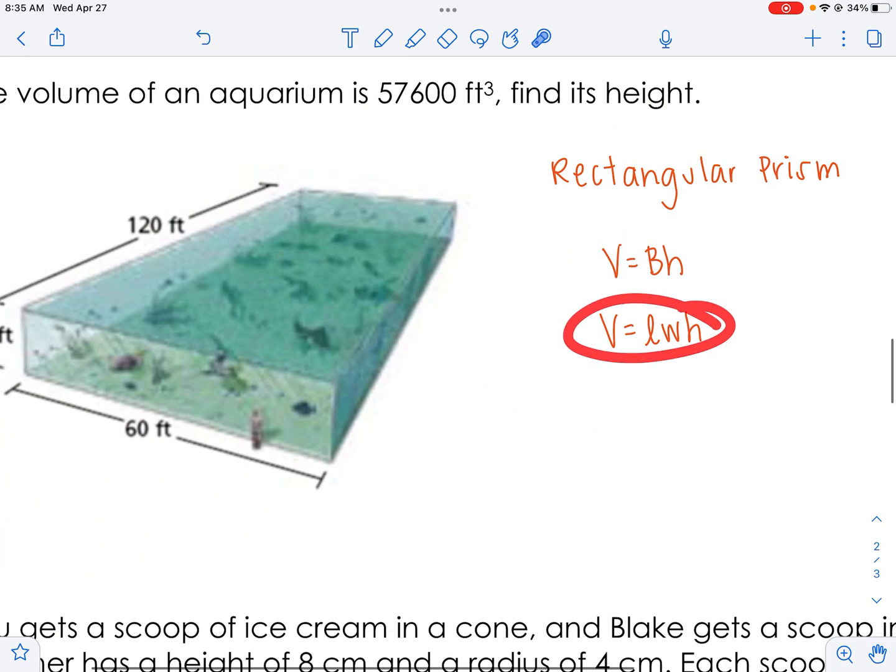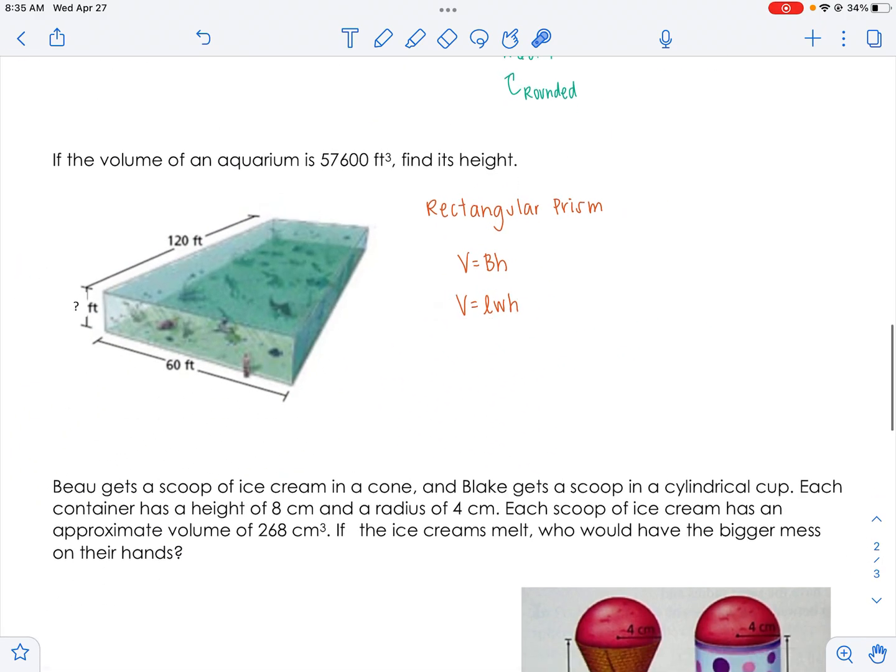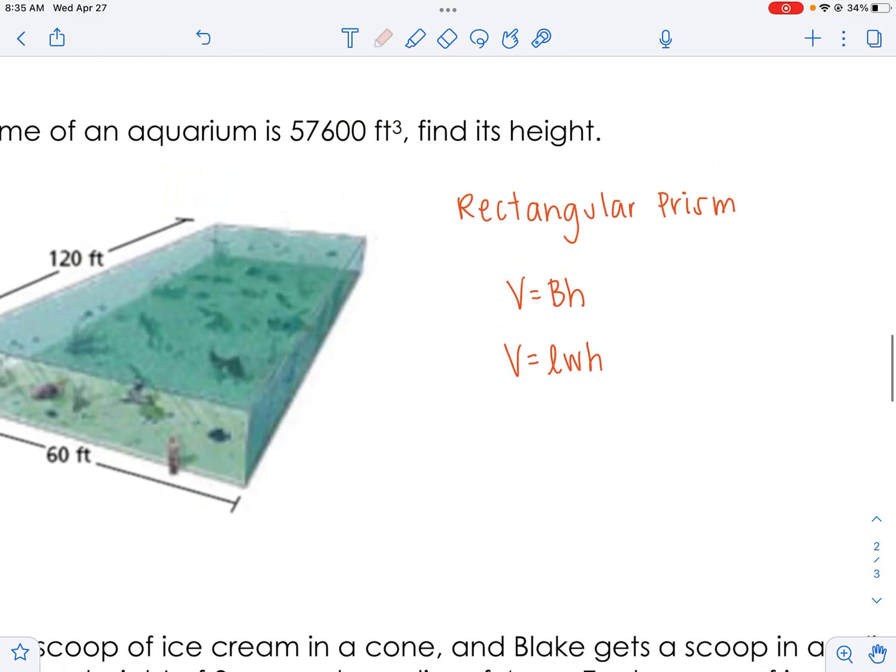You've probably seen this formula before with rectangular prisms. So now I'm going to plug in everything that I know. I know what the volume is. I know that the volume is 57,600.